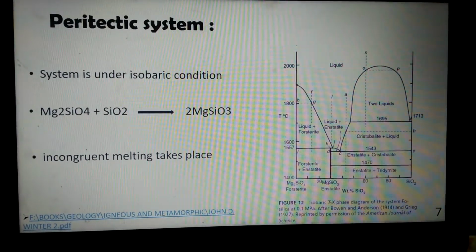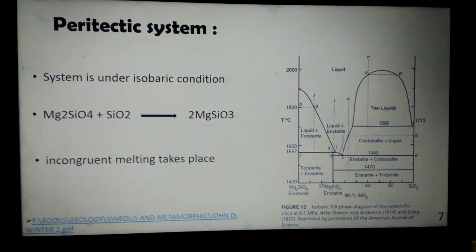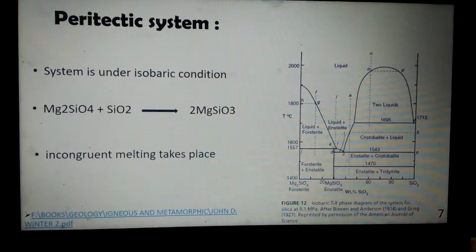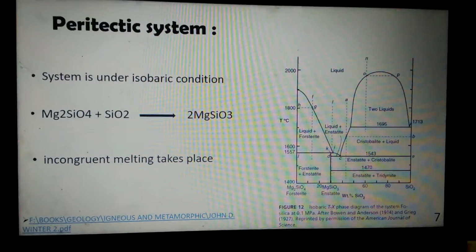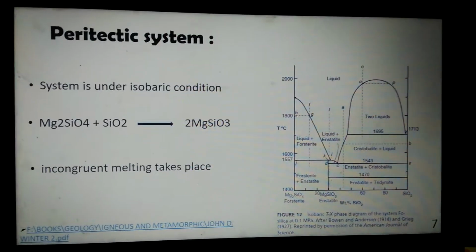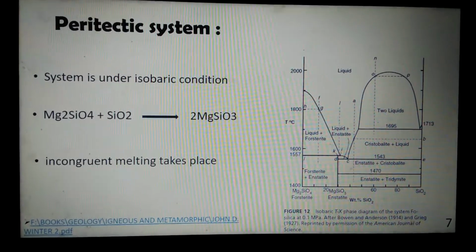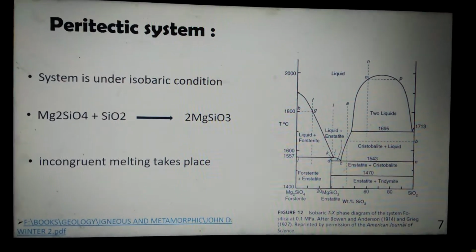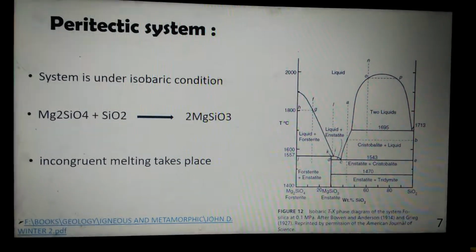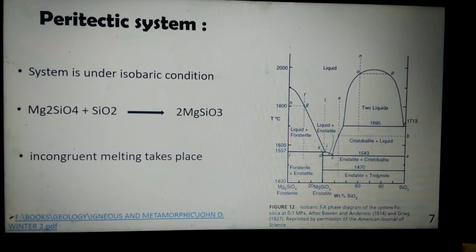Now, if we take a composition of L, which is above the reaction point, with the gradual decrease in the temperature, instead of forming the forsterite crystals, the composition starts forming enstatite crystals, and the further crystallization behavior is equal to the binary system. Therefore, here incongruent melting takes place, and this is also under isobaric conditions, which is 1 bar. The calculation of the phase rule is equivalent to the calculation of the phase rule in the binary system.